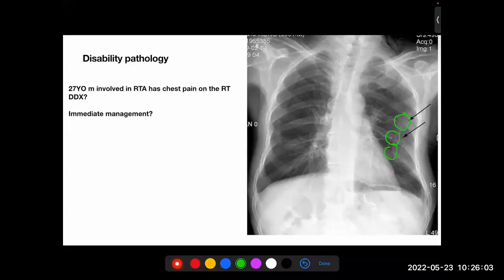So there's an aspect of flail chest, maybe. Thank you. I was waiting for someone to say that so that I could pounce on them. What's a flail chest?